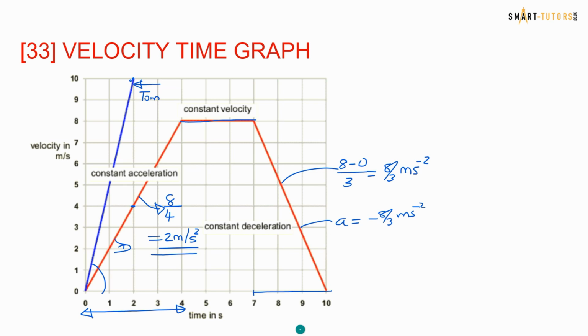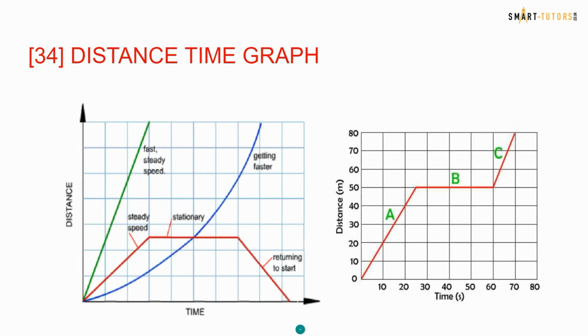Other than that, the rest of the questions will be repeated or the same. Area under the curve gives the distance traveled. That is topic 33. Topic 34 is the distance-time graph.